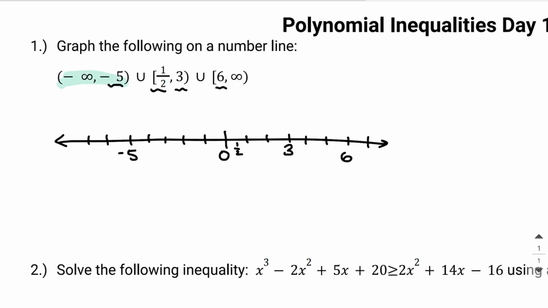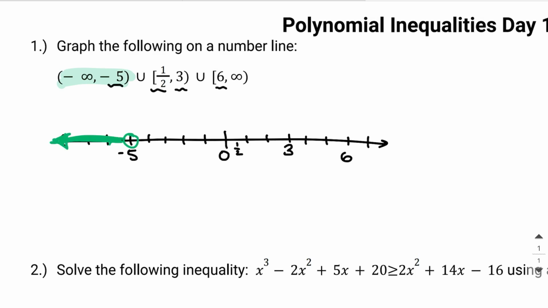In this first interval right here, we're saying that whatever we're looking at can be any number up to -5. So from -infinity to -5 means that it could be any number up to -5, but not including -5, which is why we put an open circle. So it's anything less than -5 will work.